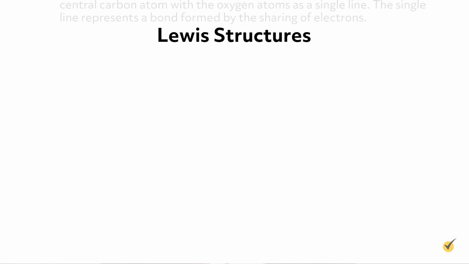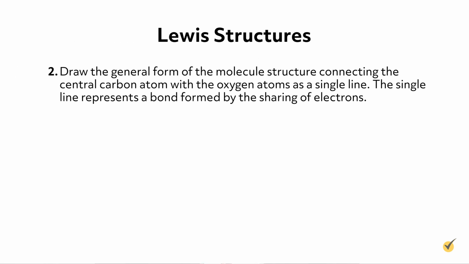Number 2, draw the general form of the molecule structure connecting the central carbon atom with the oxygen atoms as a single line. The single line represents a bond formed by the sharing of electrons. So for the carbonate ion example, we would have this.